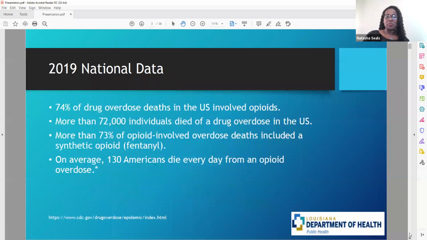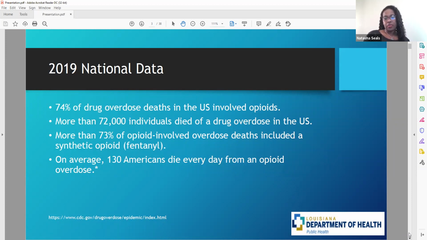Here we're going to take a brief moment to look at the 2019 national data. I share 2019 because this is what is considered to be confirmed at this time. There's other information out there, but all of that is still considered preliminary data. As regards 2019, more than 72,000 individuals died of a drug overdose in the US. 74% of those drug overdose deaths involved opioids. More than 73% of those deaths included a synthetic opioid, such as fentanyl. Fentanyl has had a 14-fold increase in deaths between 2012 and 2019. On average, 130 Americans die every day from an opioid overdose.